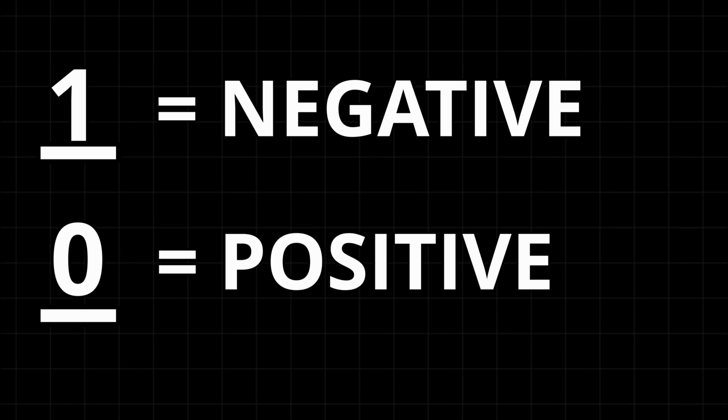In this 1-bit system, a 1 represents a negative and a 0 represents positive. That's it. No value, just tells us what sign it is. Now it's time for the exponent.